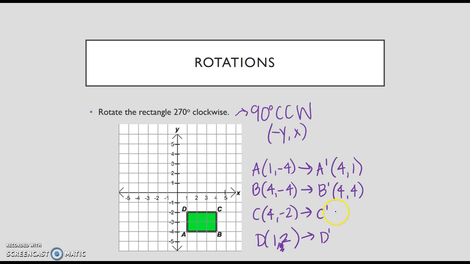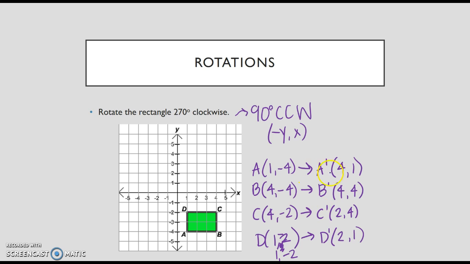C, -2, 4, change the -2. And D prime, which actually should be 1, -2. Goodness gracious, this thing doesn't like me. 1, -2. All right, terrible, apologize. 1, -2. All right, if we flip them, it's -2, 1. Change the -2, +2, 1.